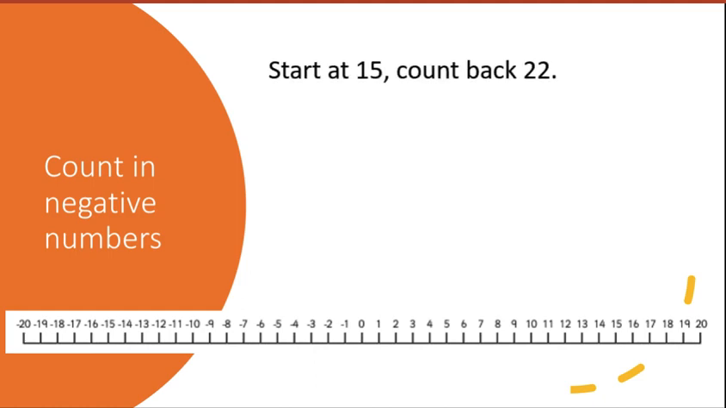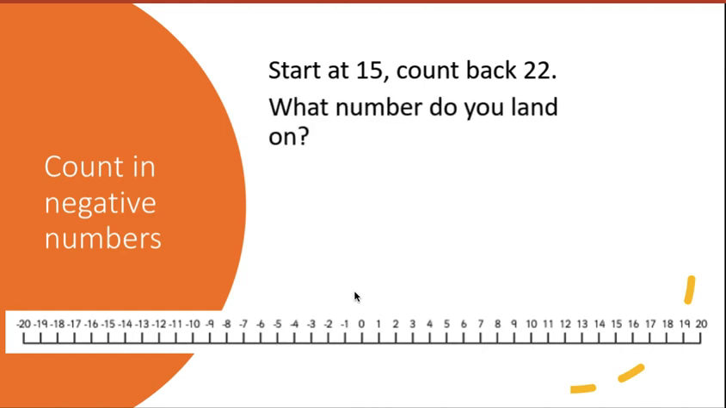It says start at 15 and count back 22. Okay, what number do you land on? So let's find 15 first of all. We're counting backwards 22. Now I could do 22 individual little jumps, but if I'm on 15, I know to get to 0 I'm going to count back 15. So I know I've already counted back 15, 16, 17, 18, 19, 20, 21, 22. If I count back 15 and then another 7, I've counted back 22 all the way to -7.